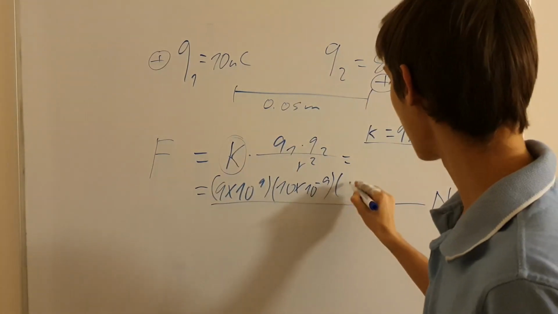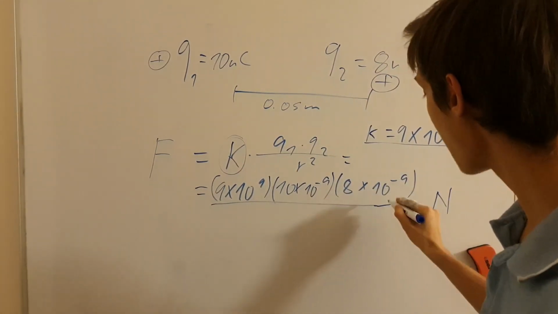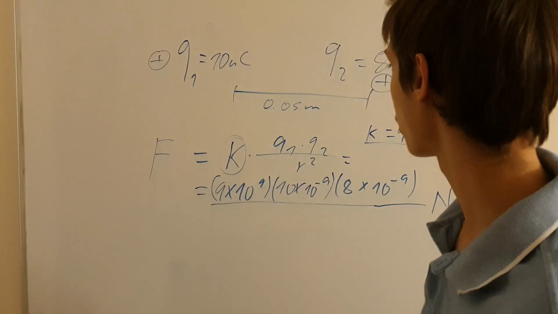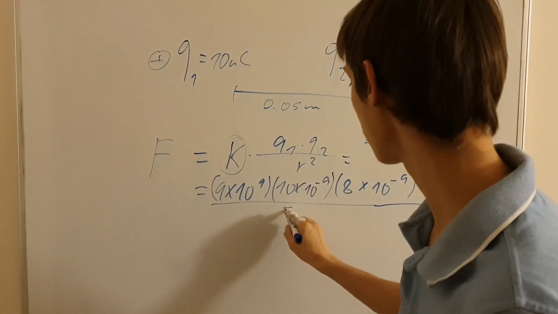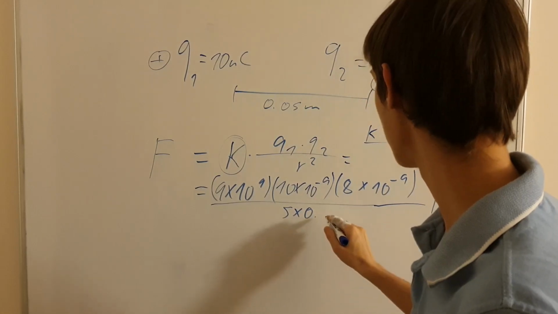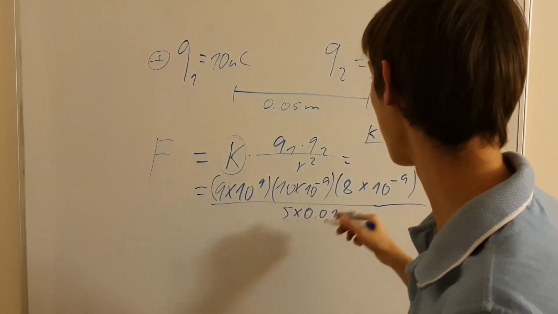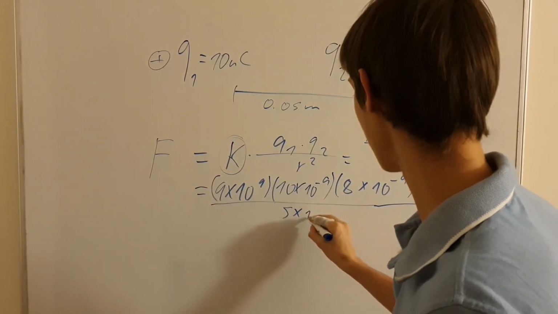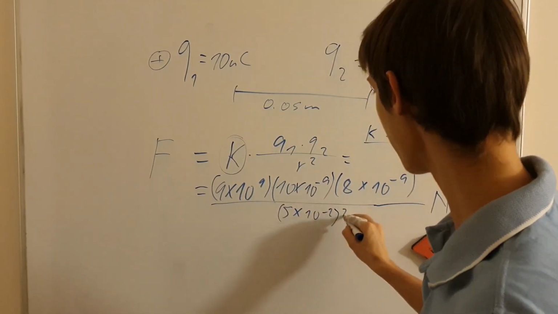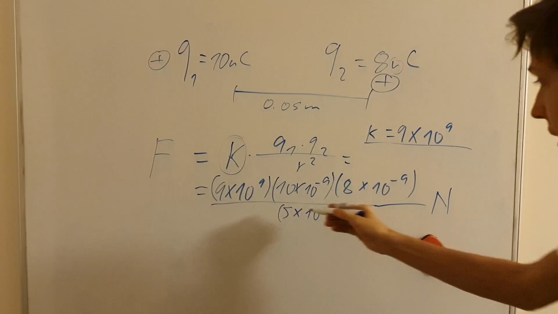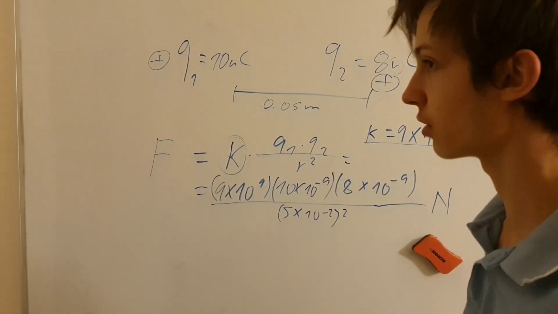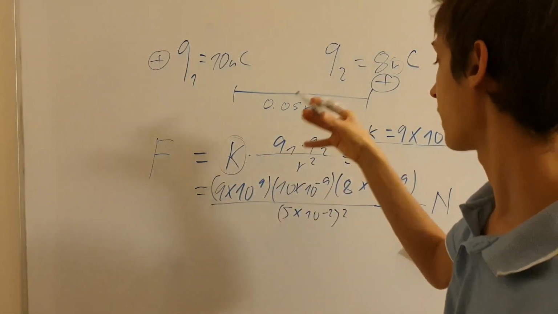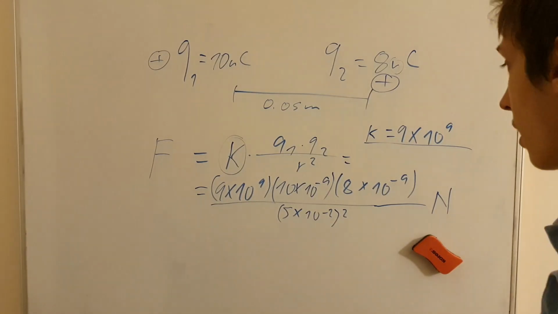Then the second charge is 8 times, again, 10 to the minus 9, because it's nanocoulombs. Alright? And then it's over r squared. R is 0.05 meters, also denotable as 5 times 0.01, or in other words, 5 times 10 to the minus 2. But I have to square it because in the denominator it's squared. So 5 times 10 to the minus 2 is the same as 0.05 meters. By the way, meters is the SI unit that is plugged straight into this equation, just like coulombs is the unit that is plugged into this formula.